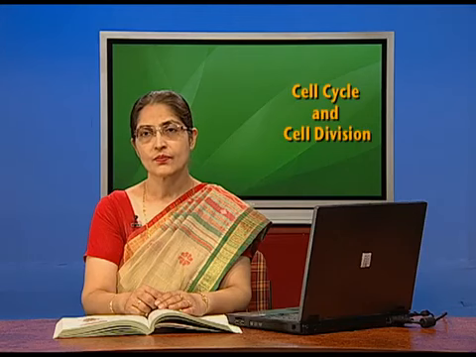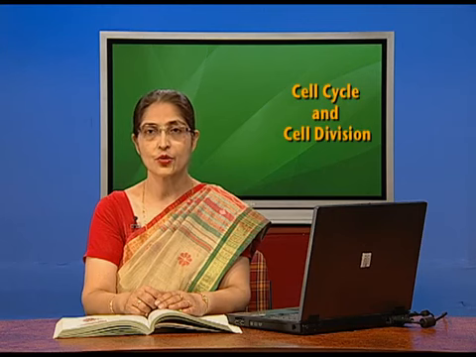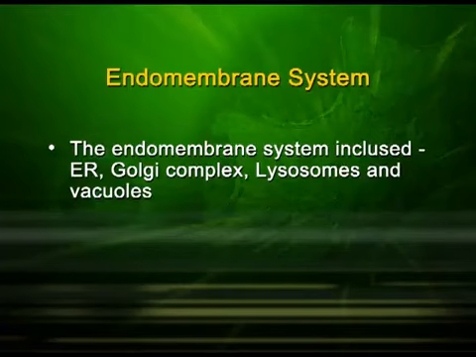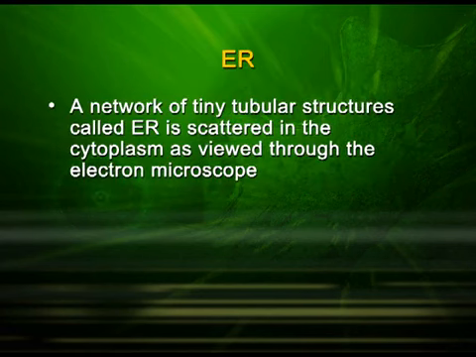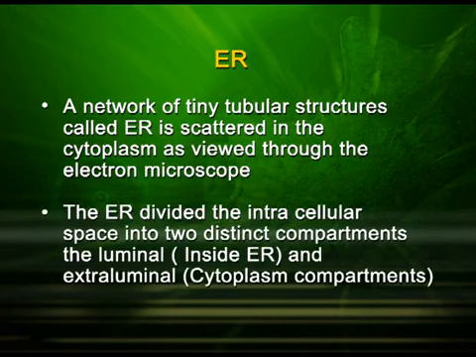Within the cytoplasm is present an extensive endomembrane system. The endomembrane system includes endoplasmic reticulum, Golgi complex, lysosomes and vacuoles. A network of tiny tubular structures called endoplasmic reticulum is scattered in the cytoplasm as viewed through the electron microscope. The endoplasmic reticulum divides the intracellular space into two distinct compartments, the luminal inside the endoplasmic reticulum, and the extraluminal, that is the cytoplasm compartment.